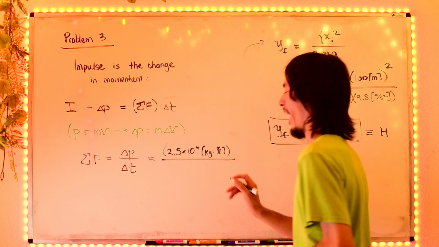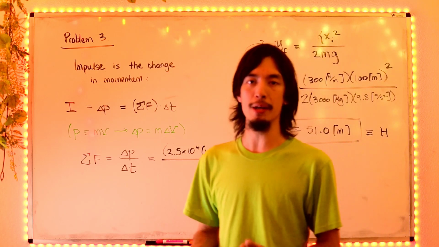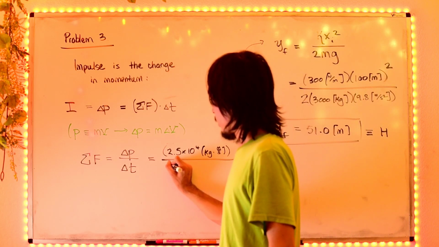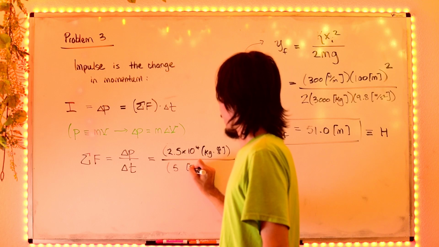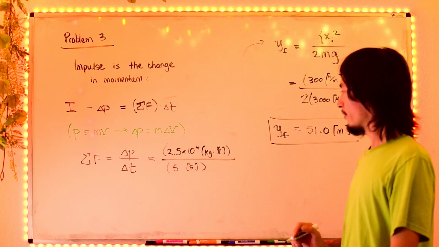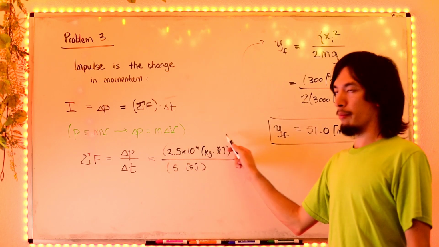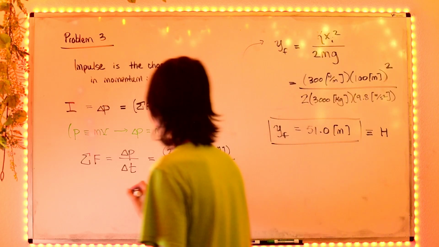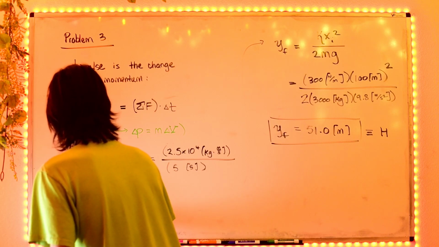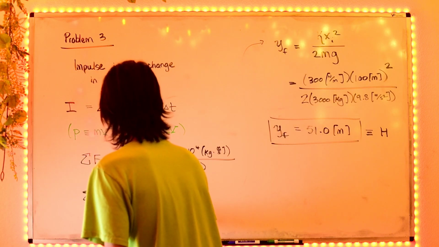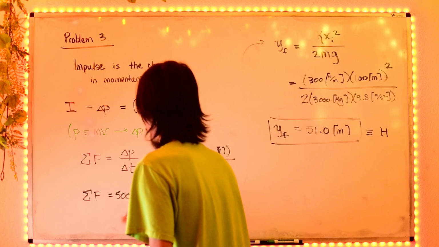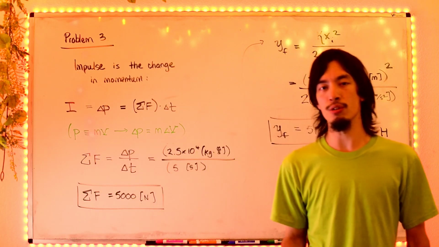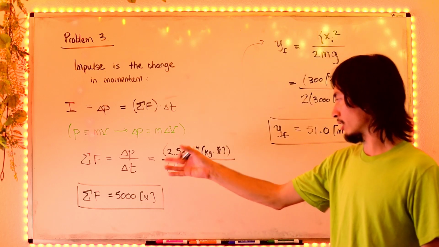A lot of problems will ask you to find the change in momentum or the impulse. In this case, you're given what it is. And we know that this acts for 5 seconds. Combine the units, that'll be newtons for force, and you divide this. You should find that the net force is 5,000 newtons. And this would be the magnitude of your net force, assuming you're not throwing in the direction anywhere.